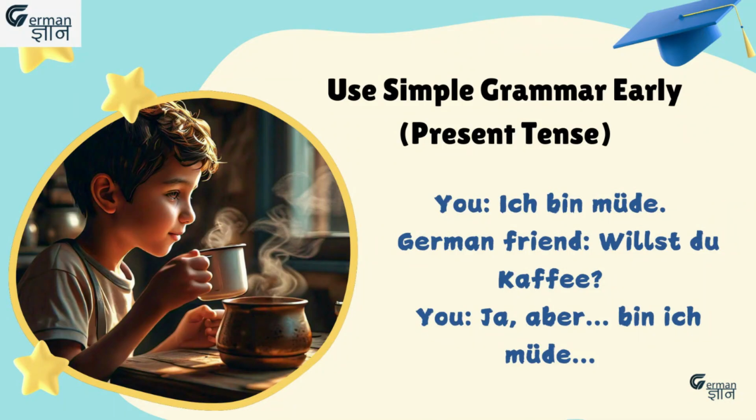Because when you will confidently say ich bin hungrig, then you are halfway to schnitzel. That is a food in German. Another example can be using the verb sein, which is ich bin müde, means I am tired. And if you say so, then your German friend will definitely ask, do you want coffee? So he will say, willst du Kaffee? Then you can say, ja, aber bin ich müde, means yes, but I am tired for now. So that's how you can maintain a conversation using sein and haben verb and of course the present tense.